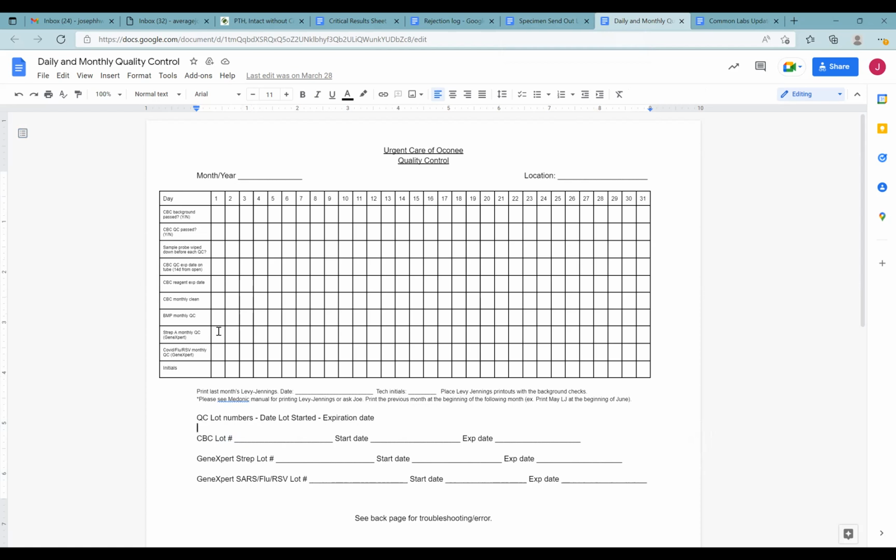Once you run QC, if you can check off this box, it's super helpful. At the end of the month, we'll figure out if we need to run QC on it or not.